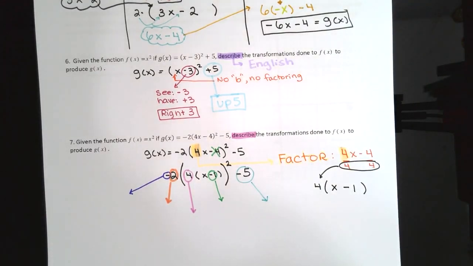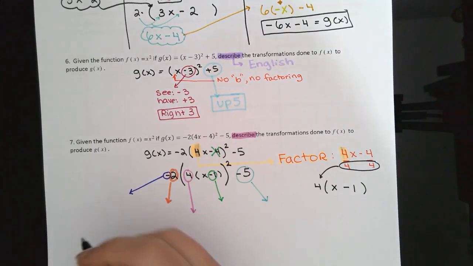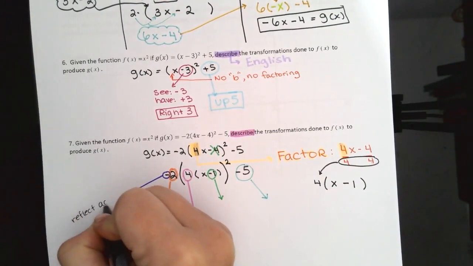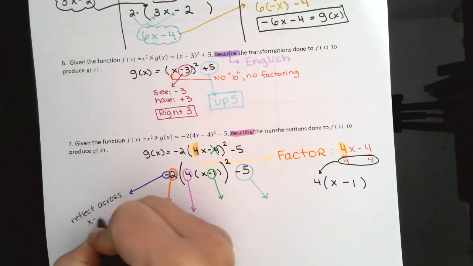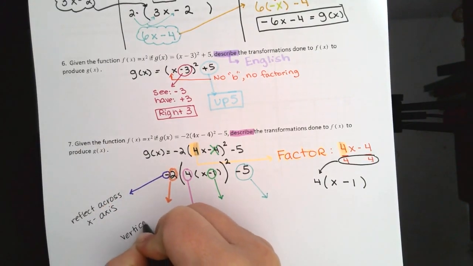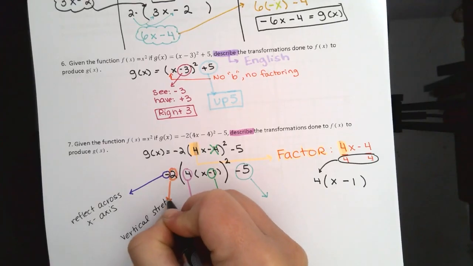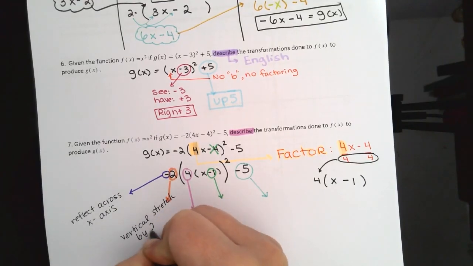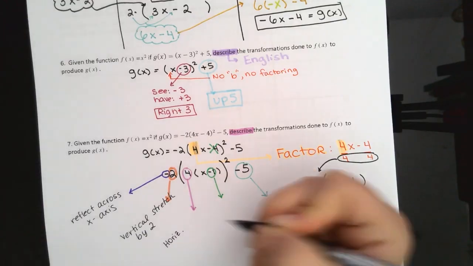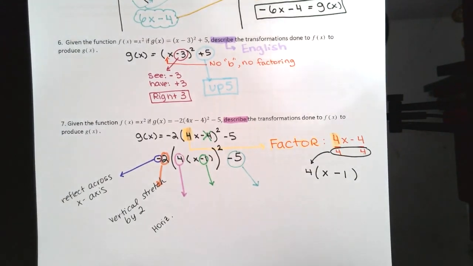Let's go ahead and write out our descriptors. Here on the outside with the negative, we have a reflection across the x-axis with a vertical stretch. Make sure to tell me by how much. By 2 with a horizontal. Remember, horizontal is a multiplier with a reciprocal.